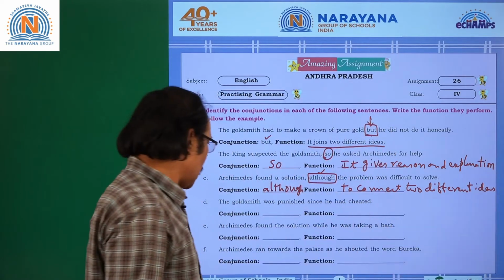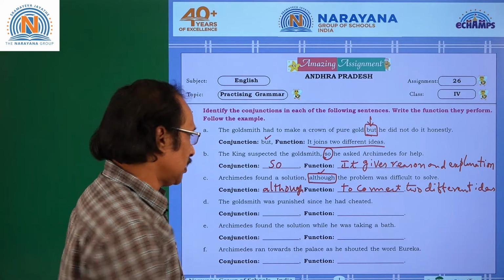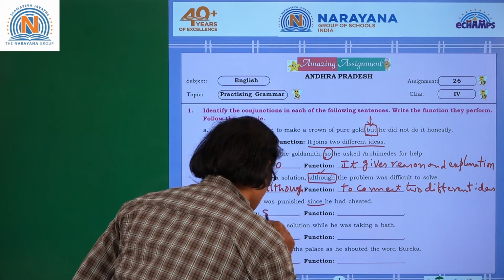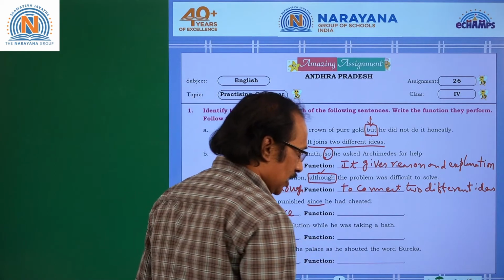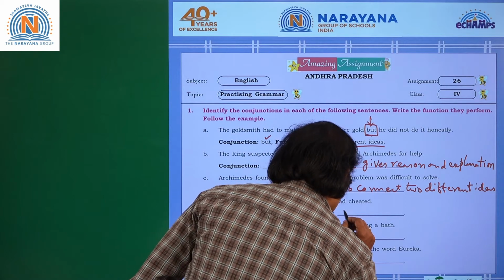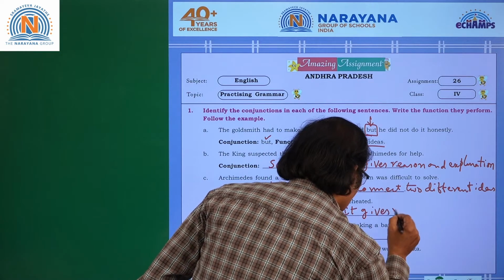Right. Next one. The goldsmith was punished since he had cheated. Here, since is the conjunction, and its function here is to give reason.